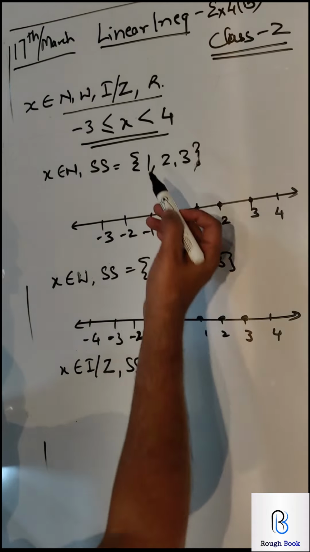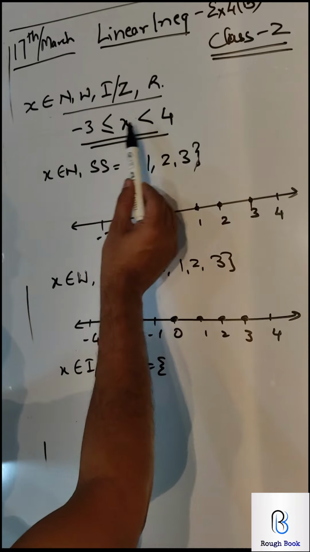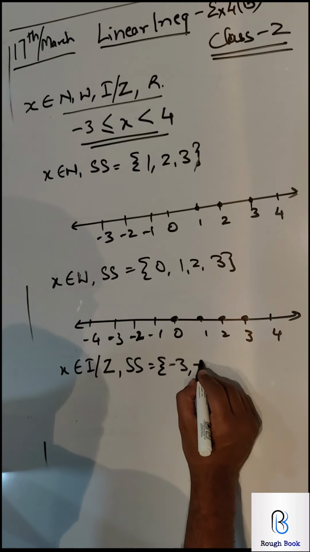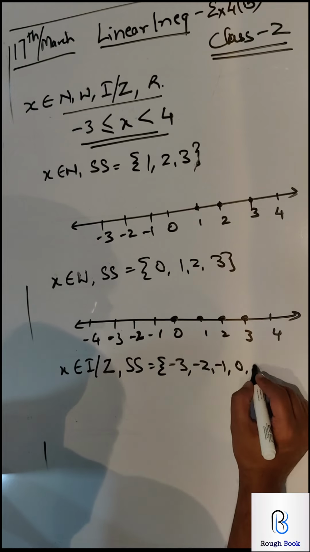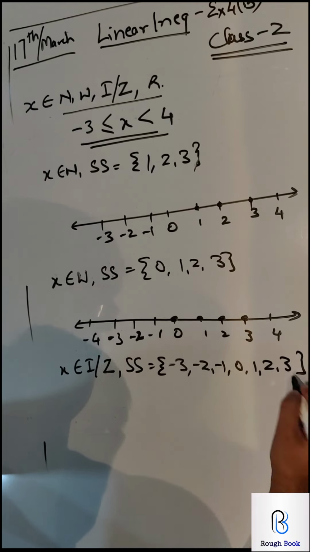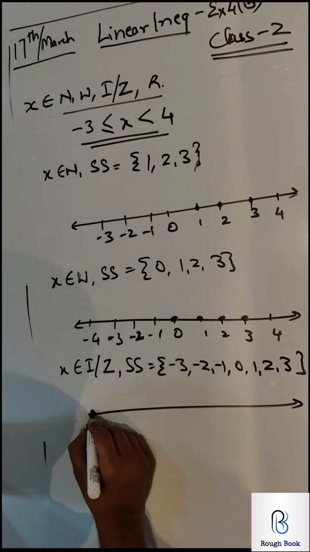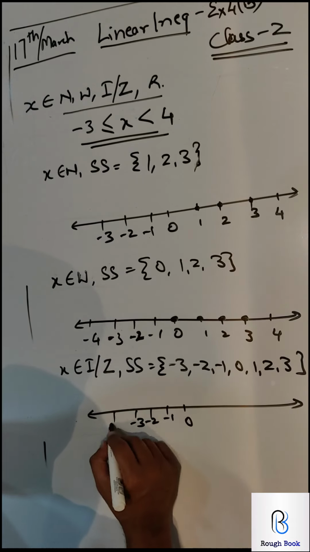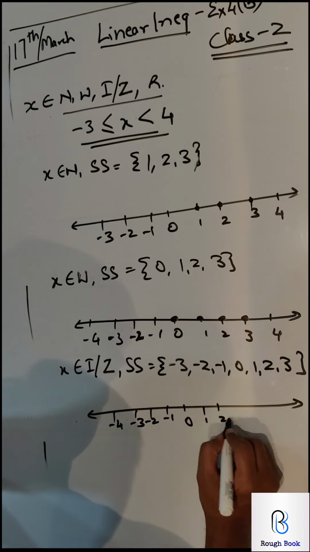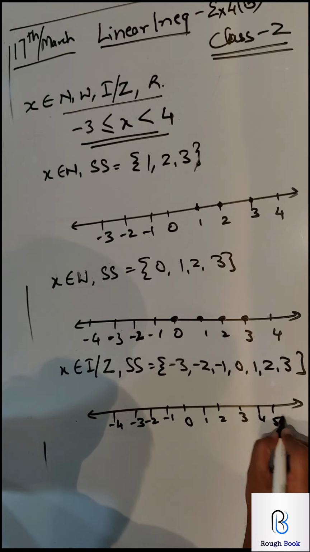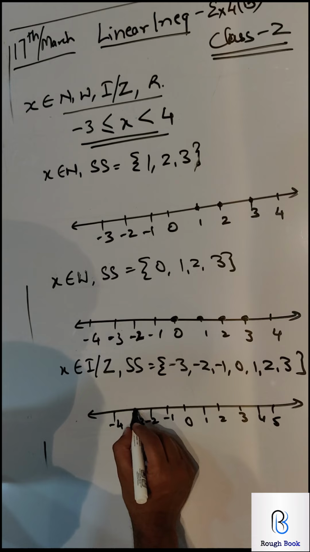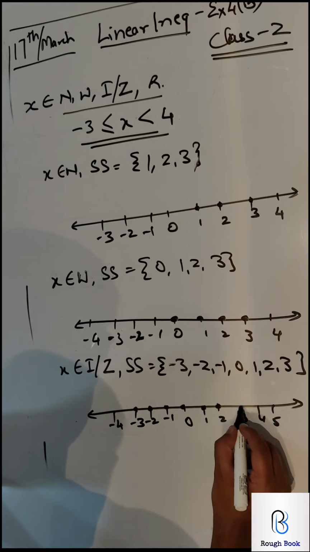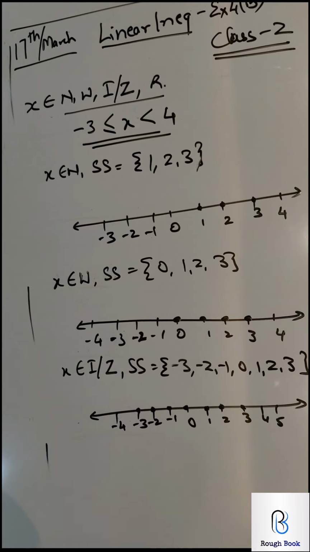The third one, if x belongs to I or Z, I and Z both are one and the same, then the solution set changes. So minus 3 till 4 is the range and minus 3 is inclusive. So I will take minus 3, minus 2, minus 1, 0, 1, 2 and 3. Again I can't take 4, so my number line will look somewhat like this. Minus 1, minus 2, minus 3, minus 4, 1, 2, 3, 4, 5. So minus 3 included, minus 2, minus 1, 0, 1, 2 and 3. 4 again I cannot include.